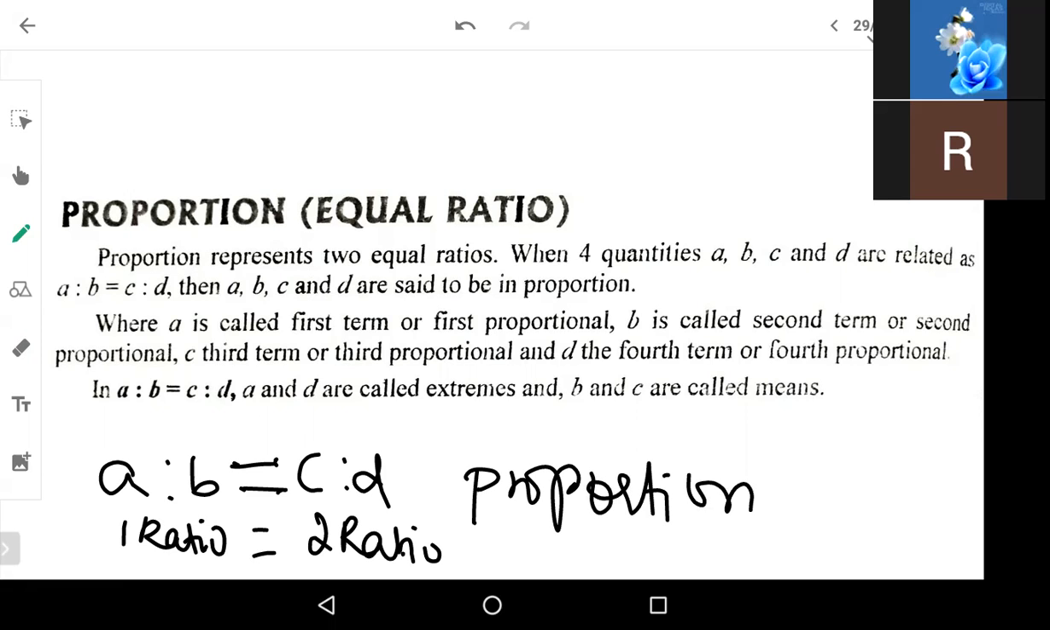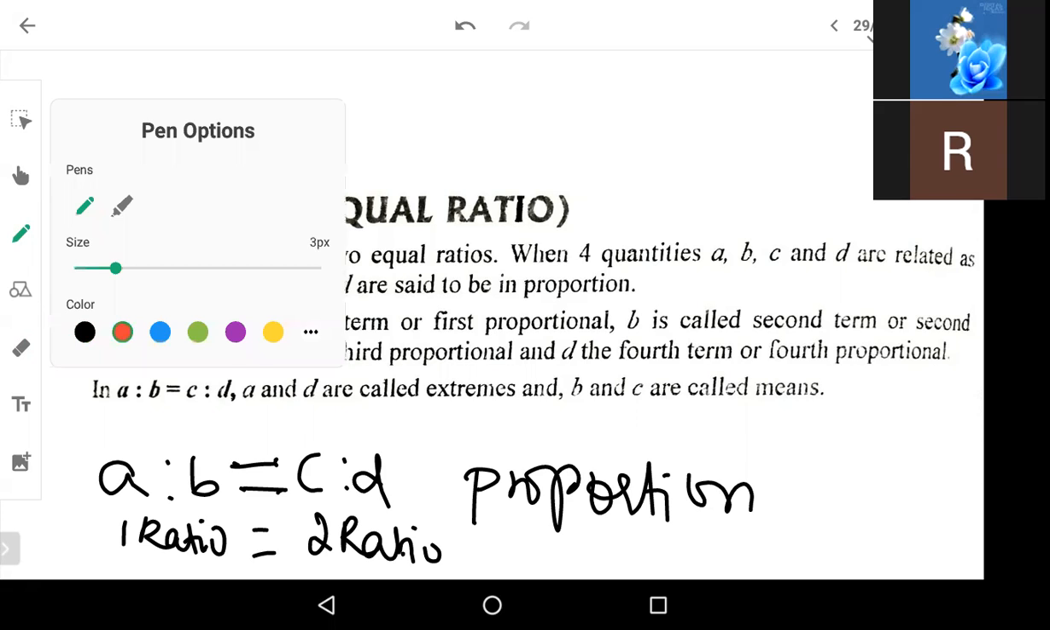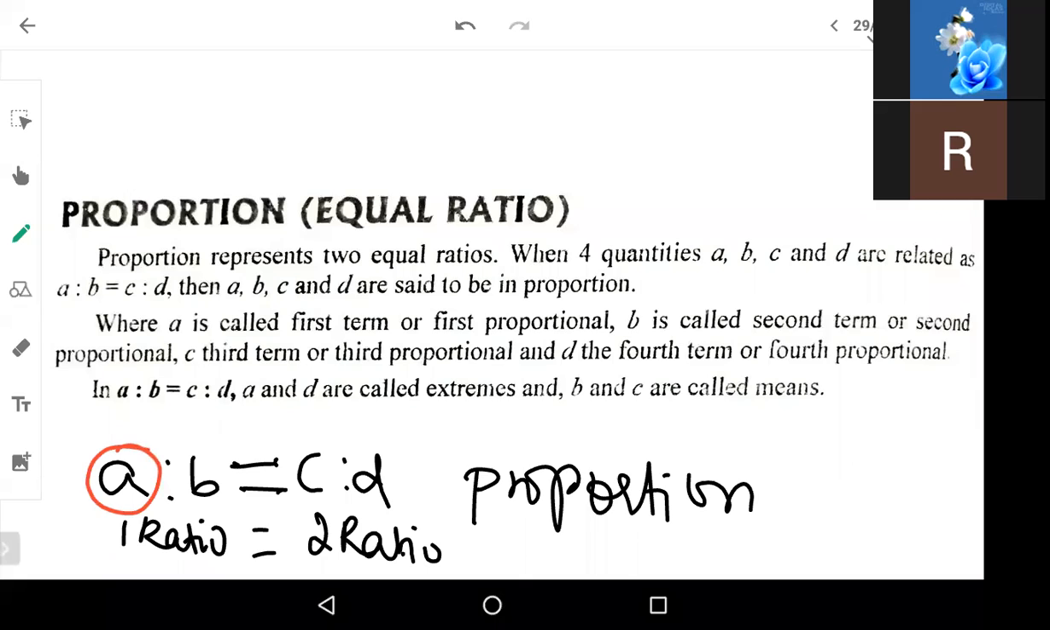This is called as proportion. Now, in this proportion, the first and the last. Okay, now before going to first and the last, we will learn what the terms are called. So A is called as first term or first proportional.